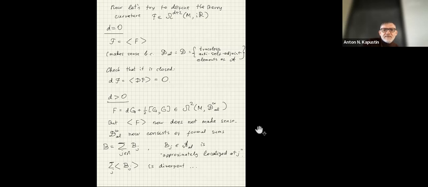It's a formal sum, right? So that's what I say here actually. The derivation is something like this: each of the observables is approximately localized, so I can take the average of each of them, but if I take the sum, I'm going to get infinity. That's just a statement that the usual Berry curvature, if you try to define it, is actually infinite. So it has a divergence as the volume goes to infinity.